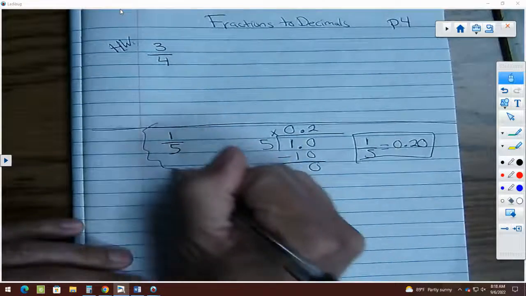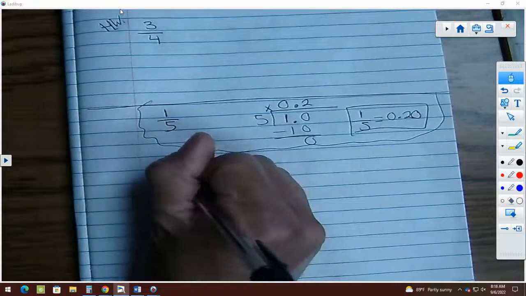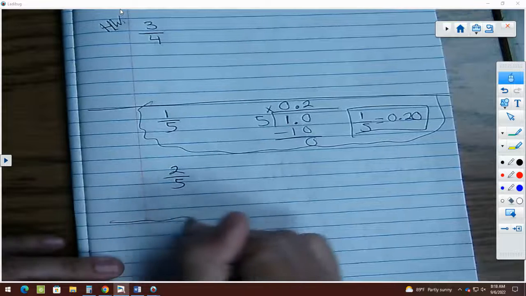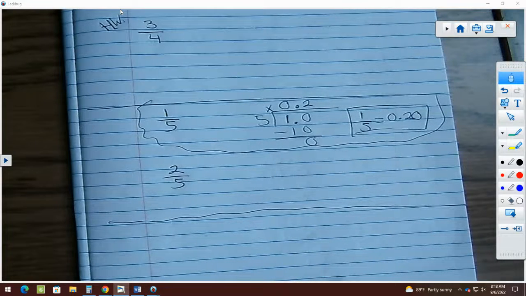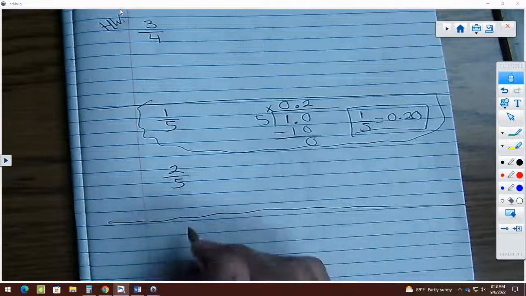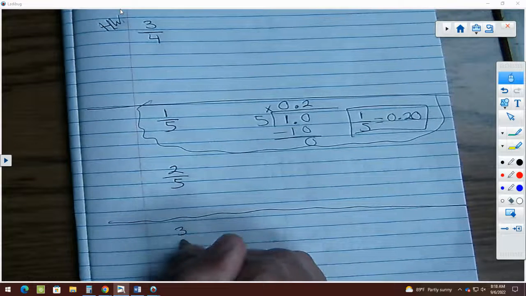I am done with 1/5. Questions with 1/5? Good, because you'll be doing 2/5 for homework. Okay? Remember, the key is that if you have remainders, keep on adding zeros until it repeats or stops, or until you get to money like 20 cents, whatever. 3/5 will be for homework too.